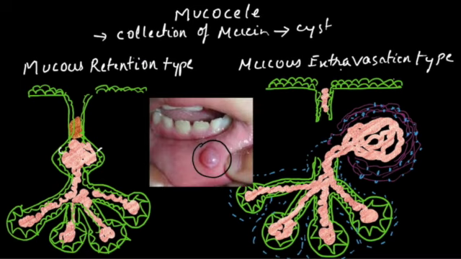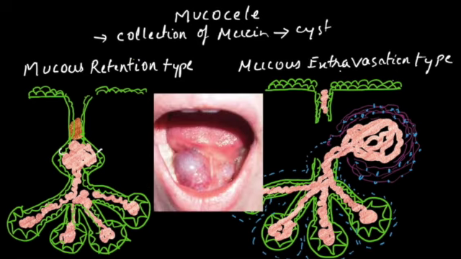Clinically, the mucocele will appear, as you can see on a lower lip, as a dome shaped mass with bluish translucency. This is the very common presentation of mucocele. Sometimes, if it is a deep seated mucocele, the color of the mucocele will be similar to the normal oral mucosa.